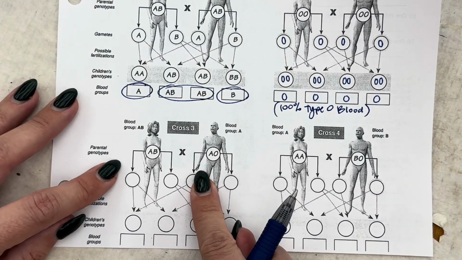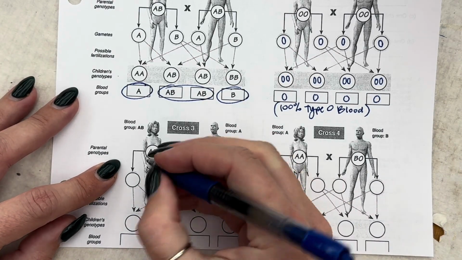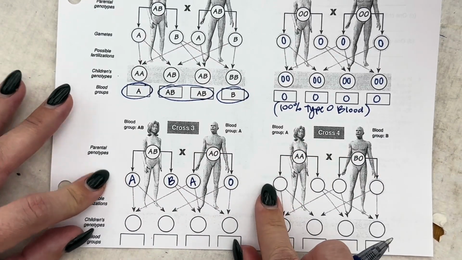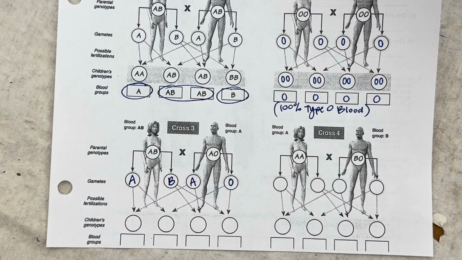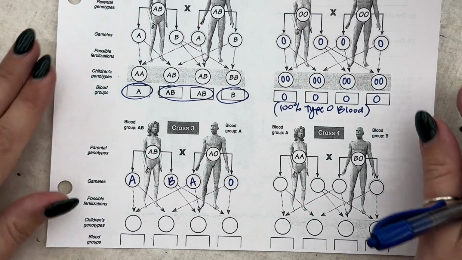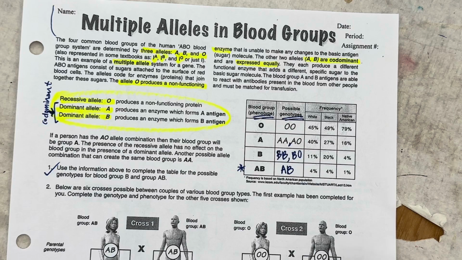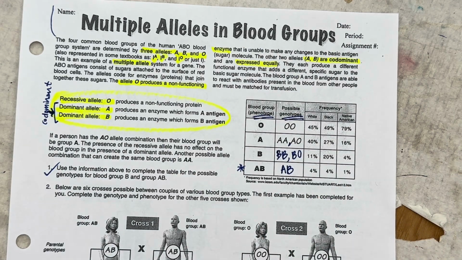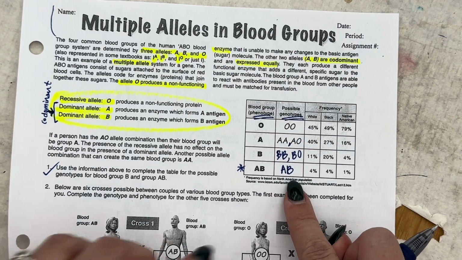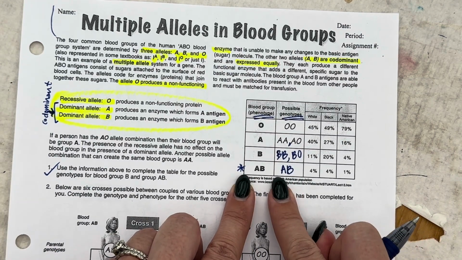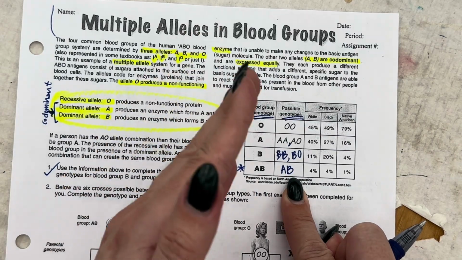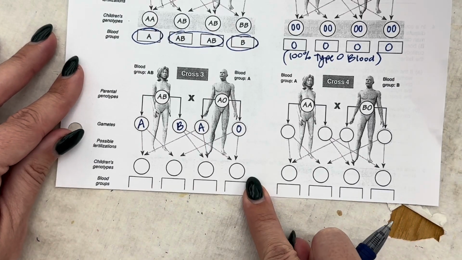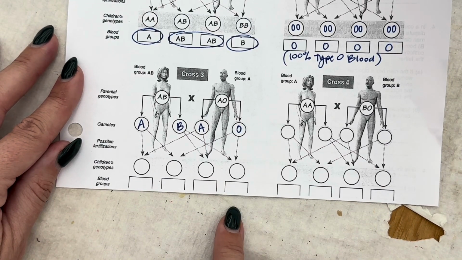Let's try cross number 3. Separate the alleles. And then when we are bringing them together, let's follow the same order. We want to list the dominant alleles before the recessive. So remember, the dominant alleles are going to be the A's and the B's. And then we do want to follow the order of the alleles. If we have an A and a B present, we want to list the A first. So go ahead and fill out the children genotypes and phenotypes.